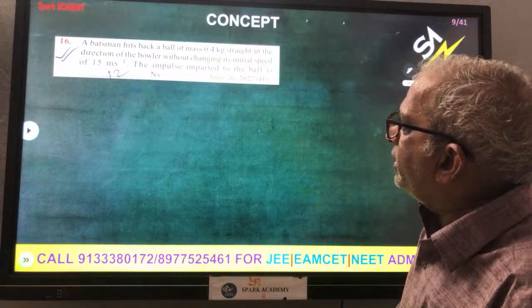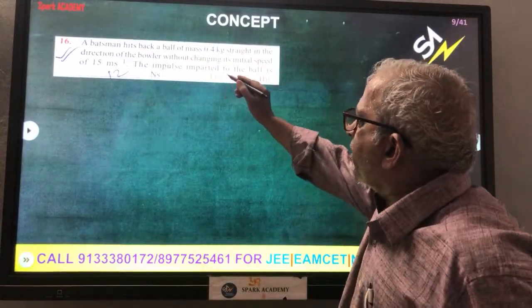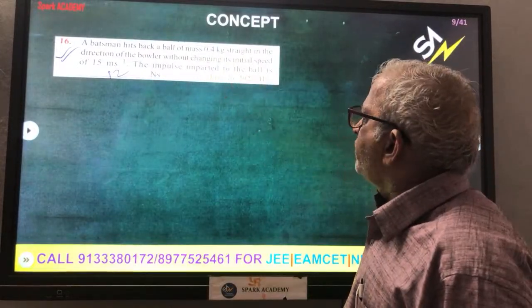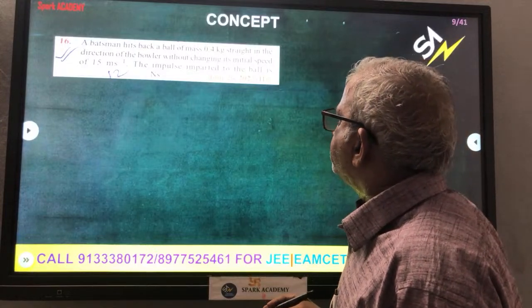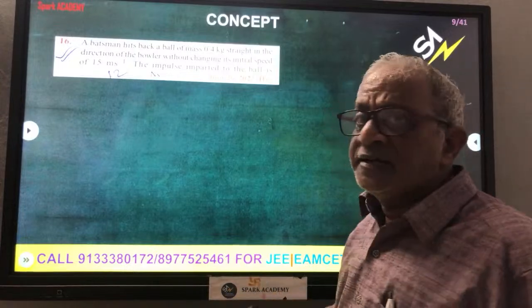This one is still easy. A batsman hits back a ball of mass 0.4 kg straight in the direction of the boundary without changing its initial speed of 15 meters per second. What is the impulse? This is an integer type question.